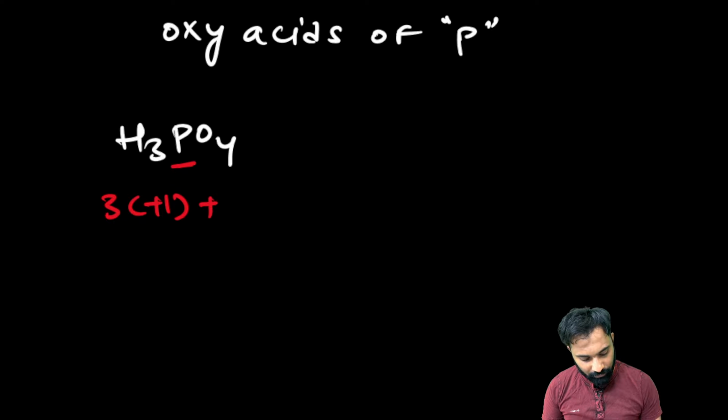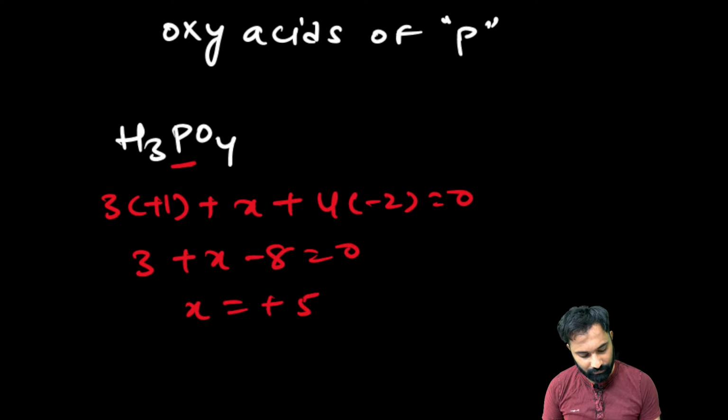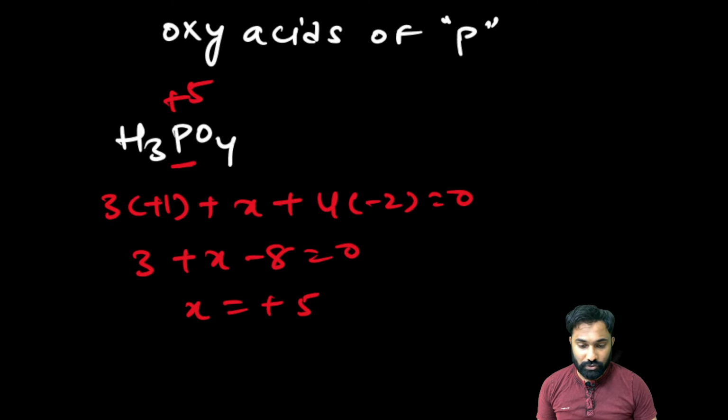Here it is P, now here it is X, now here it is 4 minus 2 is equal to 0. Now here, 3X minus 8 is equal to 0. That will give you X is equal to +5. This is +5. So this is on the basis of the formula.